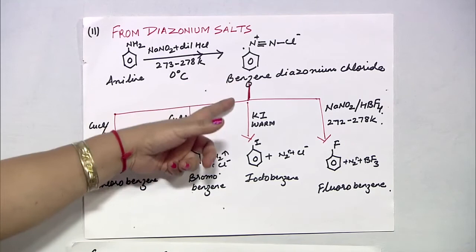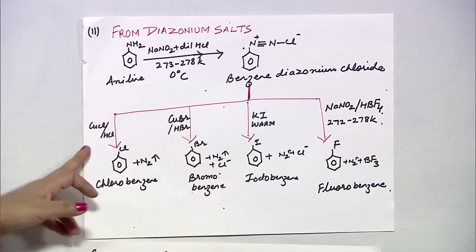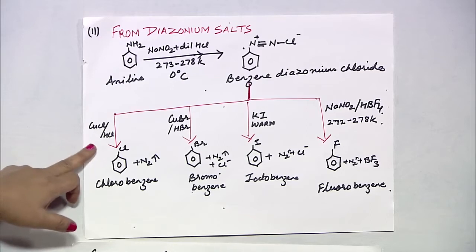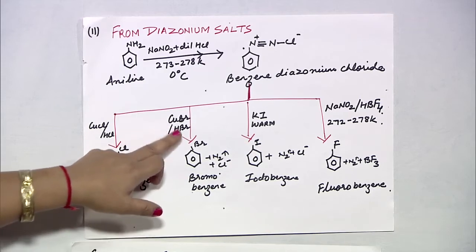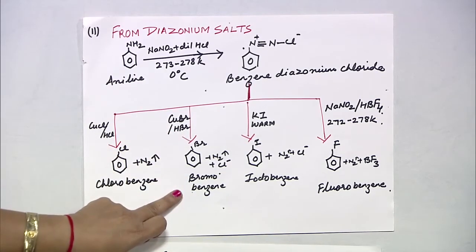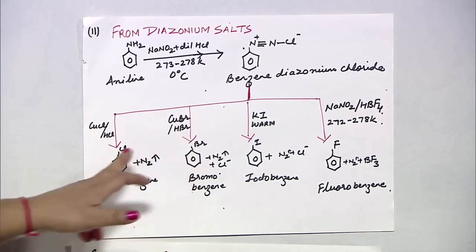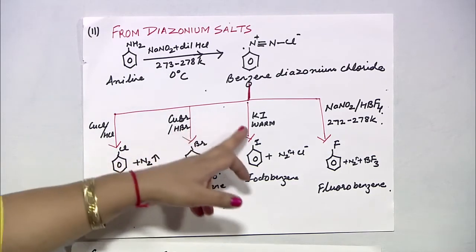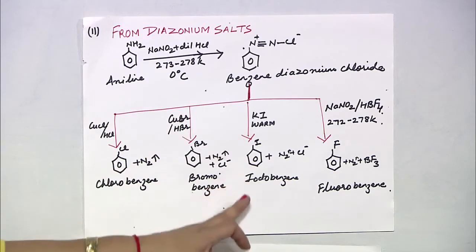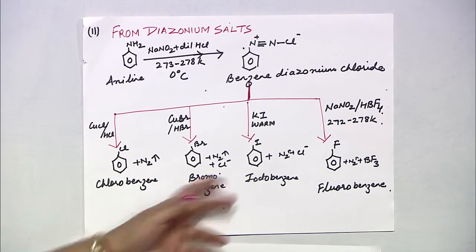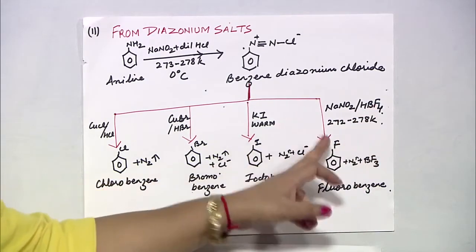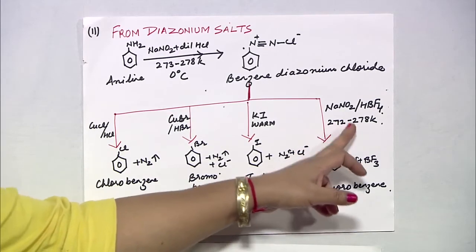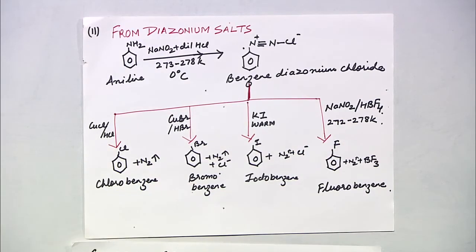Then benzene diazonium chloride is further reacted. If you are reacting with CuCl and HCl, you will get chlorobenzene and nitrogen. If you are reacting with CuBr, copper bromide, and HBr, you will get bromobenzene. So it depends upon what reactants you are reacting with. If you warm it with KI, potassium iodide, you get iodobenzene. But fluorobenzene can also be prepared from NaNO2 and HBF4 in a range of temperatures 273 to 278 Kelvin. You get fluorobenzene plus N2 plus BF3.